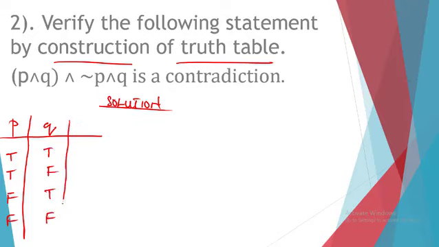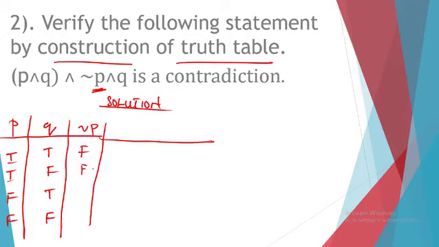You remember? What's the next thing we need to find? Then we need to find the negation of P because of this stuff here. Negation of P. For P, this is T, therefore here is F. This is T, here also is F. This is F, here becomes T. This is F, here becomes T. That's negation of P.